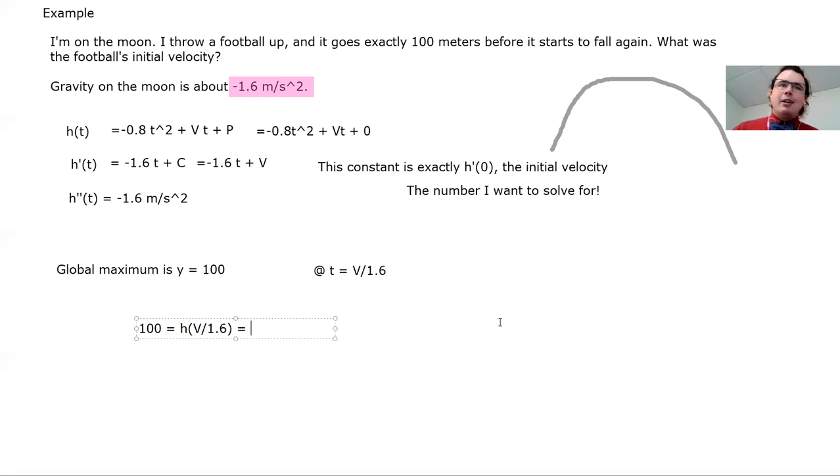So what have I got here? I'm supposed to have negative 0.8 times t squared. What number is t squared? That is v squared divided by 1.6, which is squared. And then I add to this v times t, so that would be v squared divided by 1.6.